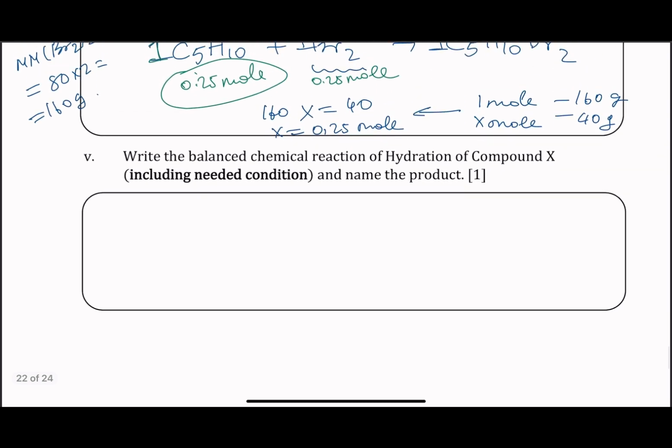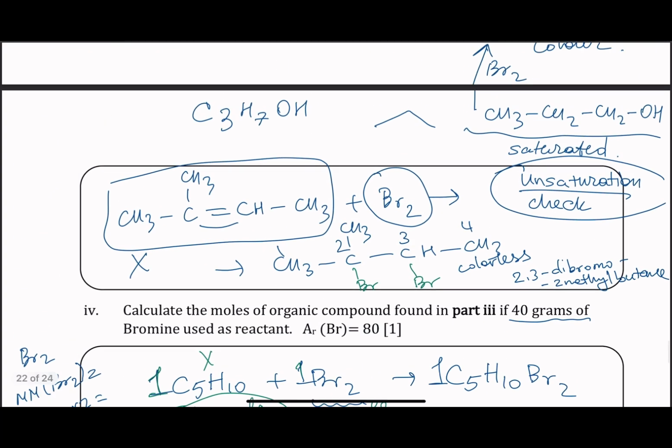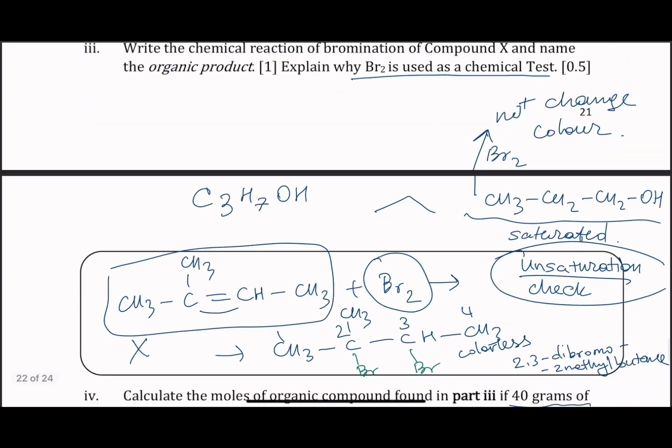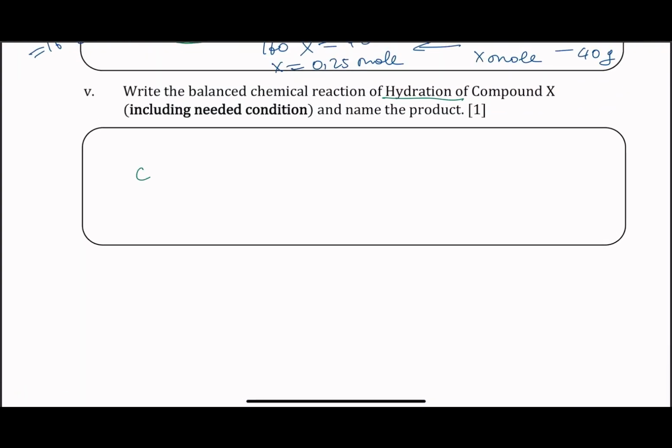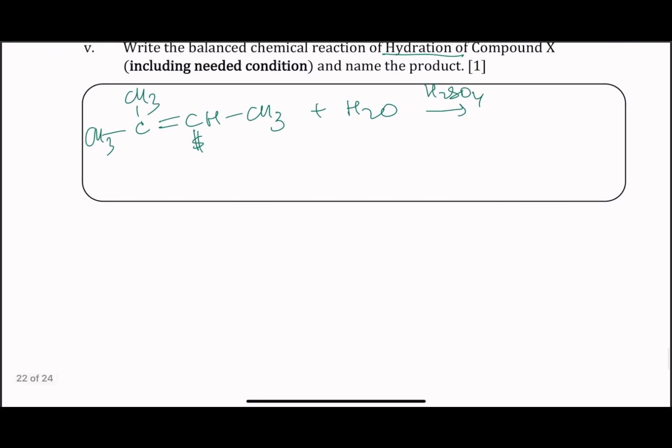And then it is asking us to write the balanced chemical reaction for hydration of compound X, which I actually have written above, but I'm going to write it again here. I've got CH3, and then CH3, and then I would have CH3 like this. I would add the water. I told you the rich gets richer, and this guy is the one rich with hydrogen compared to this one. So the product would be CH3, COH, CH3, CH2, and CH3.